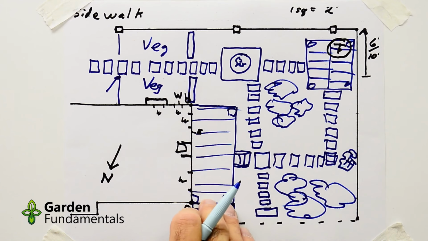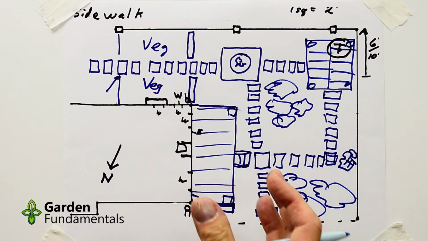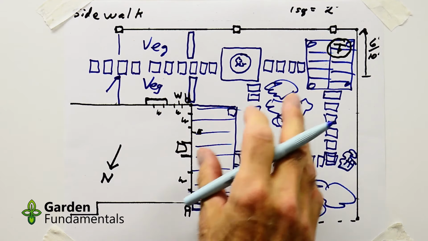So that'll give us some protection from the neighbors gawking in at our lunch. So that's starting to look pretty good. Lots of design decisions still to be made, but I'm starting to get a feel of what it might look like and where things might be.